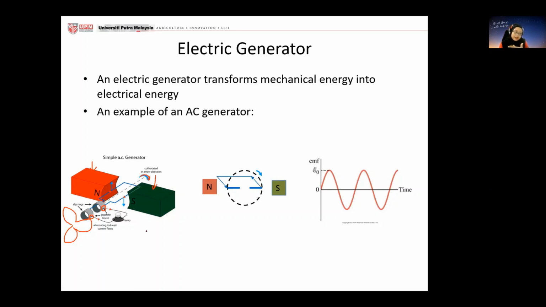If you use again the right hand rule, you're going to find out that the current will move like this. So it's going to move in that direction. Okay, and that correlates with this part.